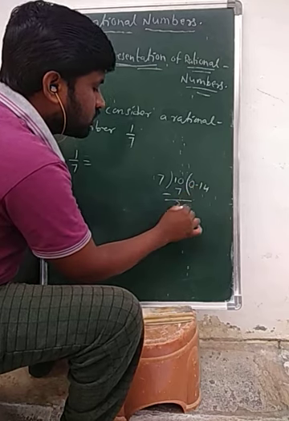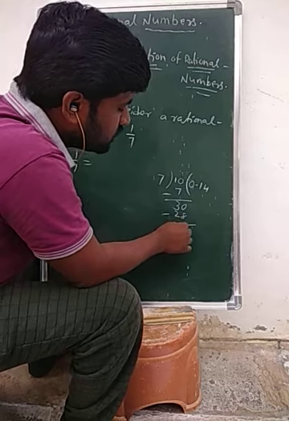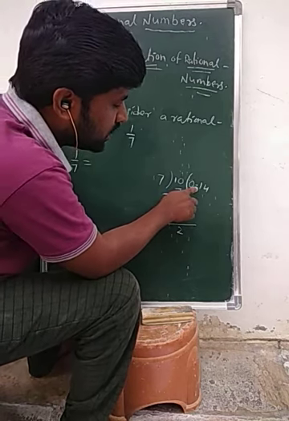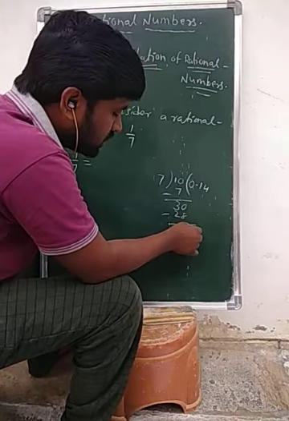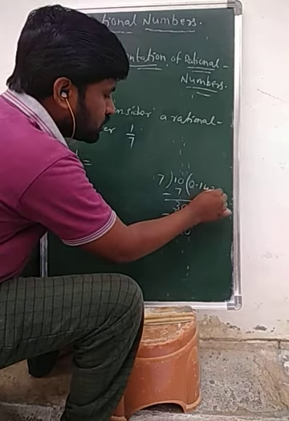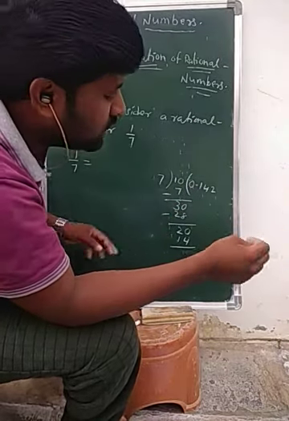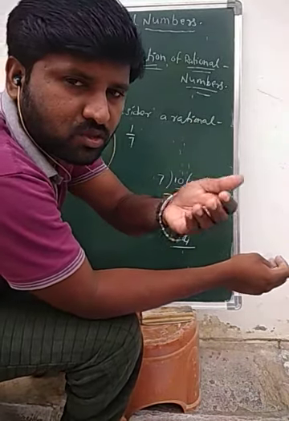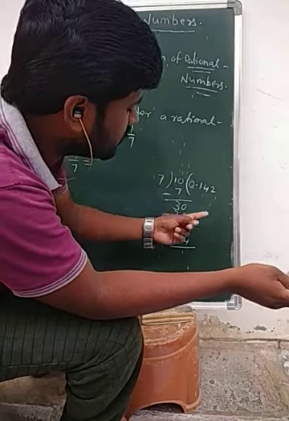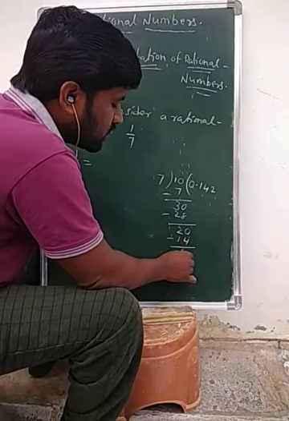7 fours are 28. Now 30 minus 28 means we get 2. Already your point is there, then you can write another 0. By reading the 7 table, 7 twos are 14. 7 threes are 21, so 20 is crossed, that's why you just come back. 7 twos are 14. Now 20 minus 14 means what?